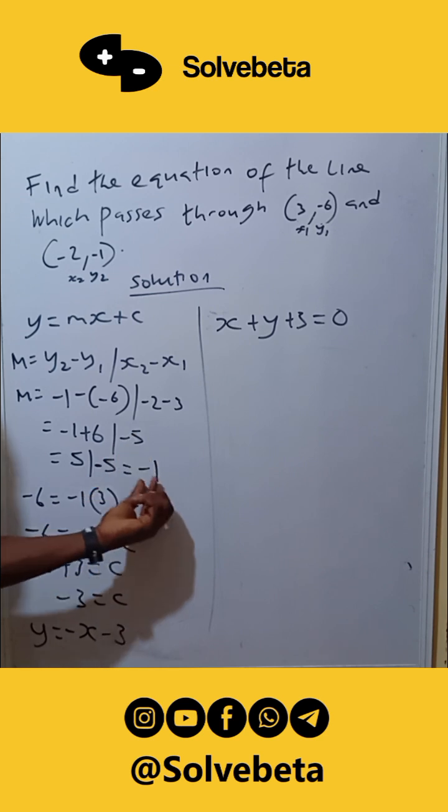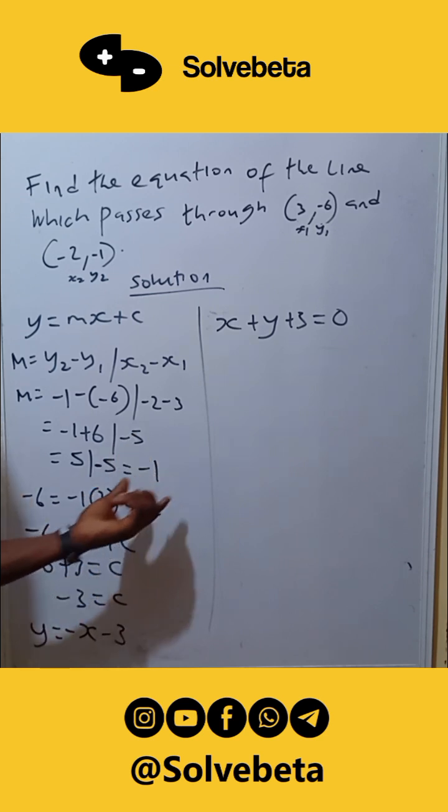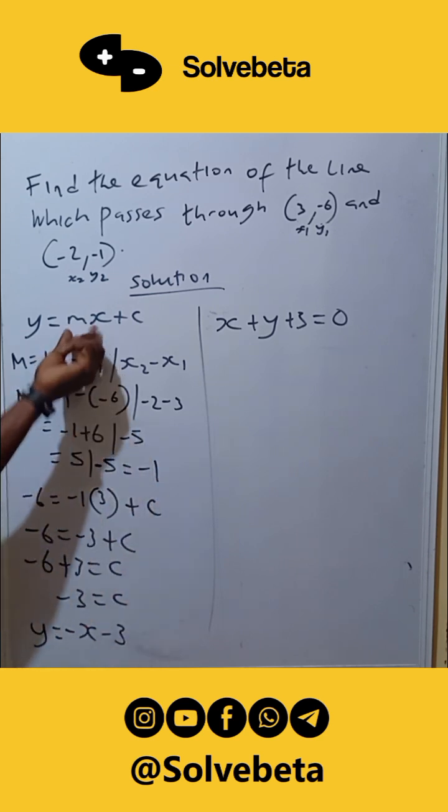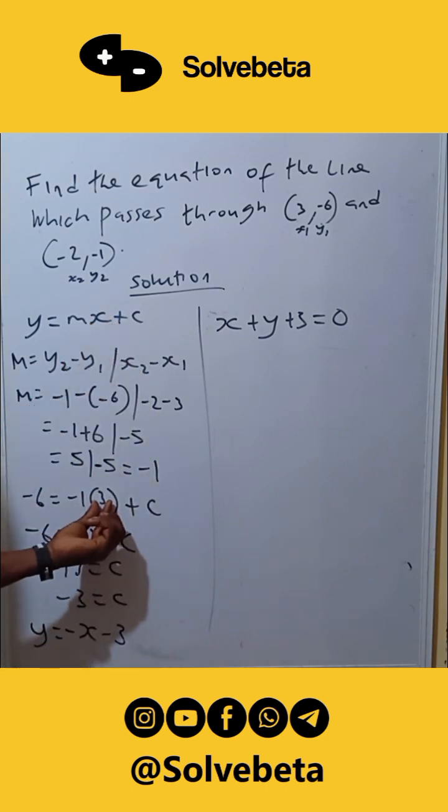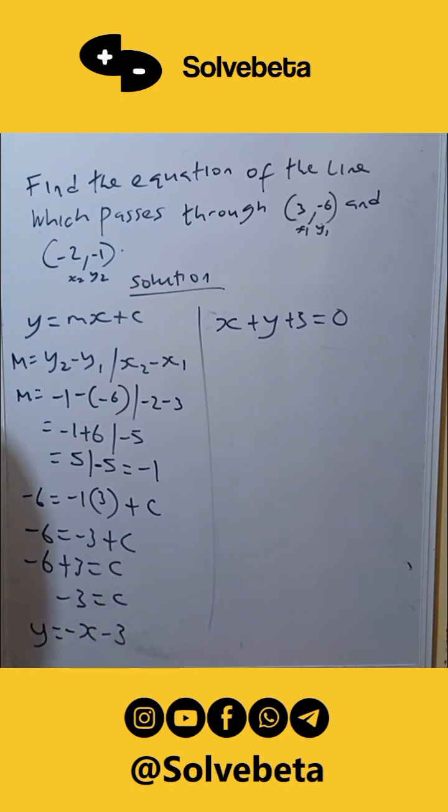Let me explain again. m is minus 1, so I'm putting m here. Minus 1 times x is minus x. Okay. Let me begin the explanation from here.